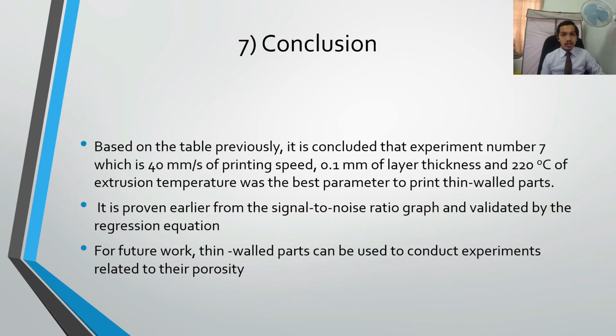As a conclusion, validation was done theoretically and by calculation. Experiment number 7 was the best for the production of a thin wall model because it had the least error of all the other experiment runs, following the signal-to-noise ratio graph.